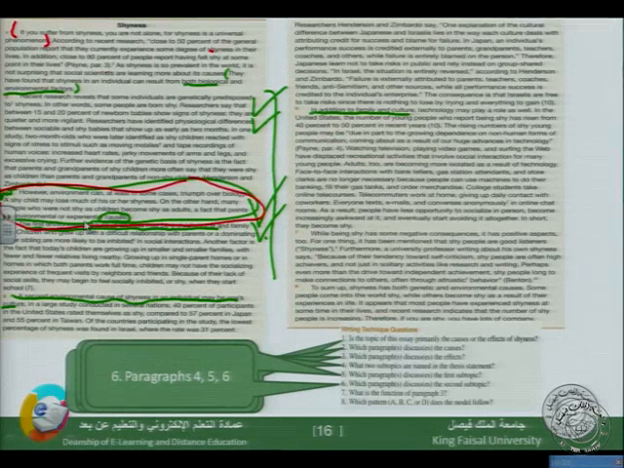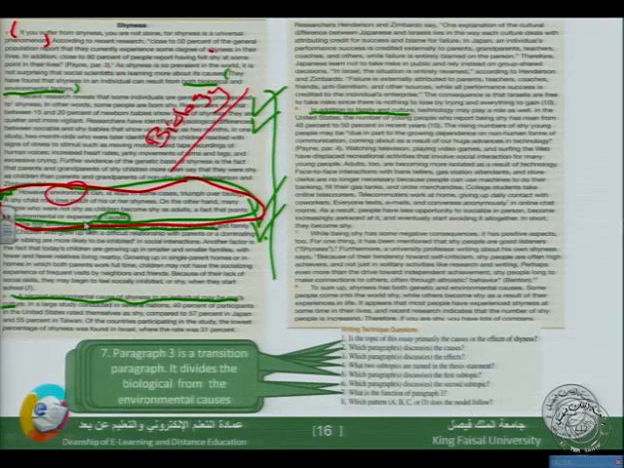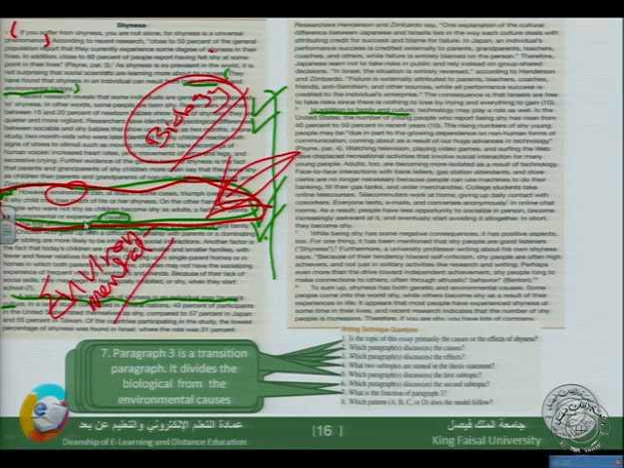However, environment can, at least in some cases, triumph over biology. Here he talked about the biological, the first subtopic. To move to another subtopic, the writer uses the transition paragraph to talk about the environmental. So paragraph 3 is a transition paragraph. It divides the biological from the environmental factors. Here he talked about the environmental factors in paragraph number 2, and the transition paragraph right here actually separates the environmental from the biological. So it separates between them.